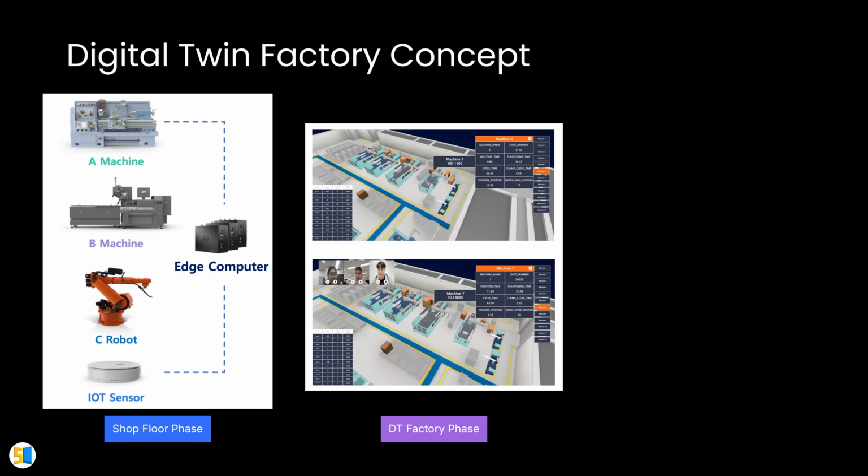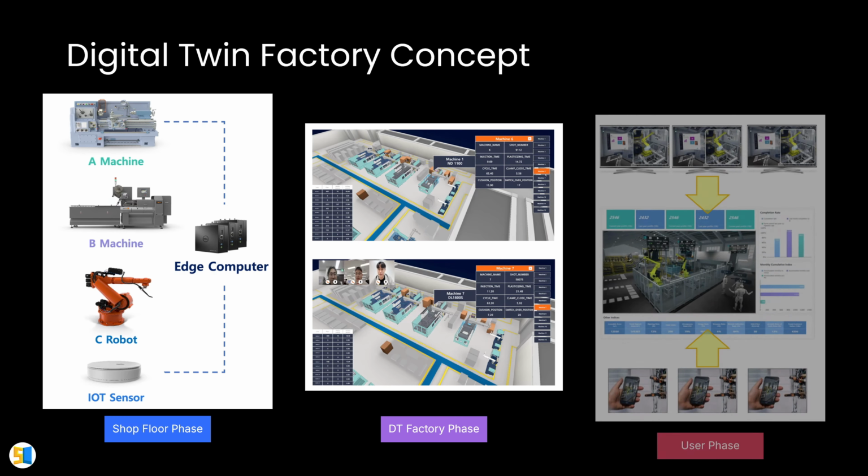And then we have the digital twin factory phase. Collected data are sent to the digital twin factory, where real-world factory conditions are replicated in the digital environment, allowing for real-time monitoring. Within the digital factory, the status of machines and facilities can be visualized, observed using 3D modeling, and all data generated in the real-world factory is implemented in the digital factory.